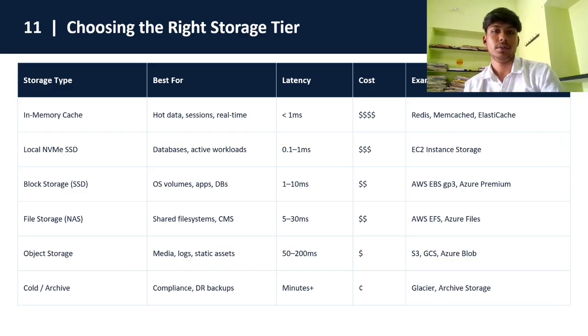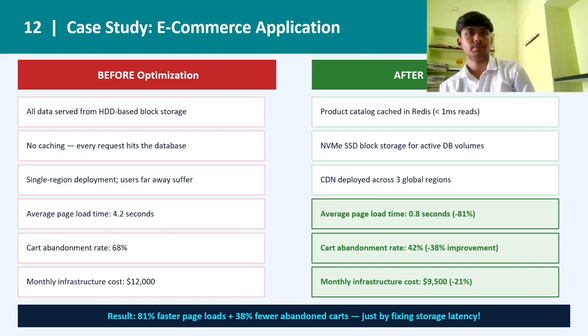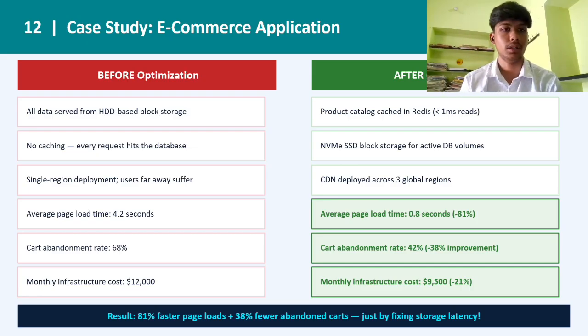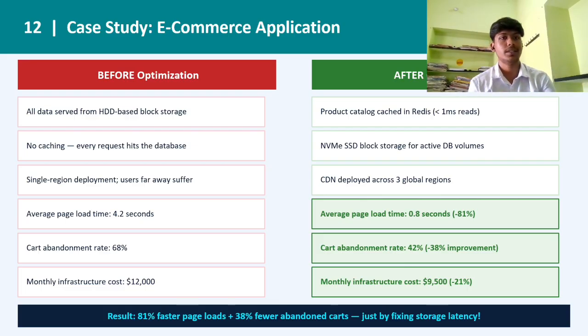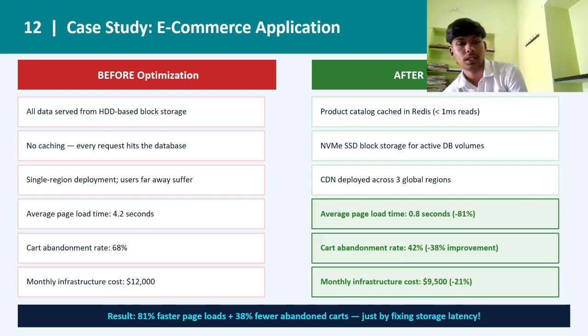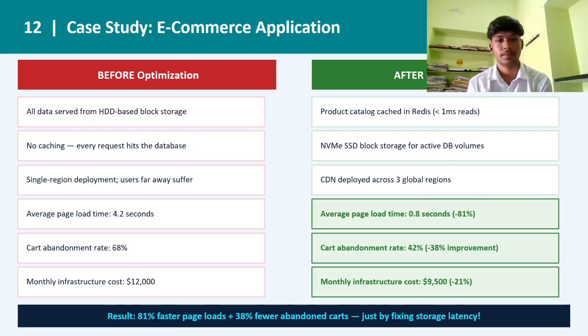So the next thing is the case study: an e-commerce application. Let me show a real-world case study that brings together everything we have discussed. Before optimization, all the data was served from HDD-based block storage, with no caching, every request hitting the database, and a single region deployment. Users are very far away. Average load time is 4 seconds, cart abandonment rate is 68%, and the monthly infrastructure cost is $12,000.